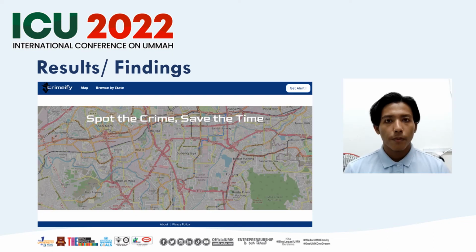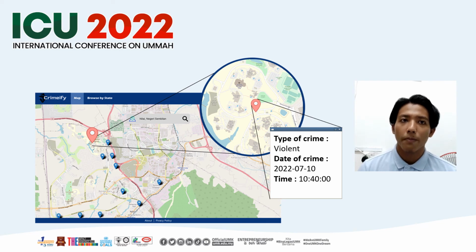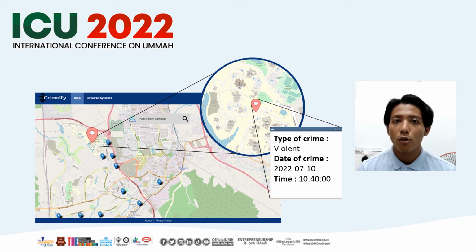So here is the Crimify user interface that will be used in our website. As we can see here, from the home page, there are three options, which are Map, Browse by State, and Get Alert button, which can be interacted with in order to navigate the user to the functions of this product. So, the first one is Map. In the Map function, the user will see an interactive map where the location has been set. There's a search bar, and the user can search which location they want to go to, either by the location name or by latitude and longitude.